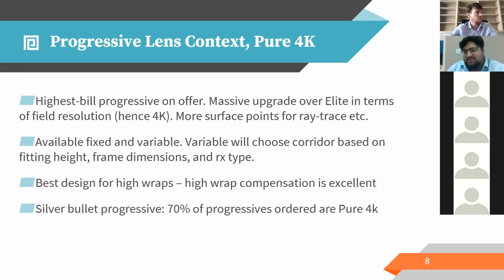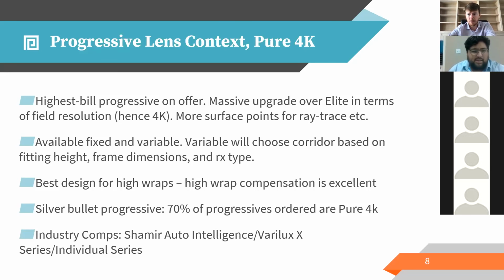And then it's the progressive that people go with. If you're ordering a progressive from PLN, it is going to be the 4K. If you're only ordering one, that's the one people tend to go with. It's very popular. It's been a really nice transition, particularly Shamir and Essilor, but generally a lot of transitions have been really smooth with the 4K.